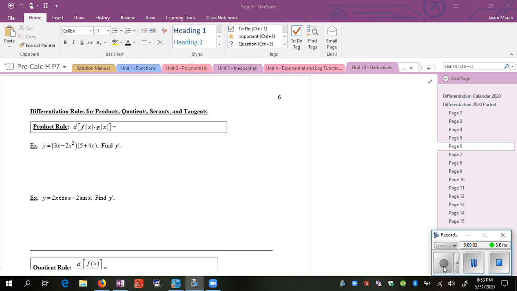Okay, so in this lesson, we're going to talk about the product rule, the quotient rule, and some of the other trig functions we haven't talked about and their derivatives. So the first rule we're going to talk about is the product rule.